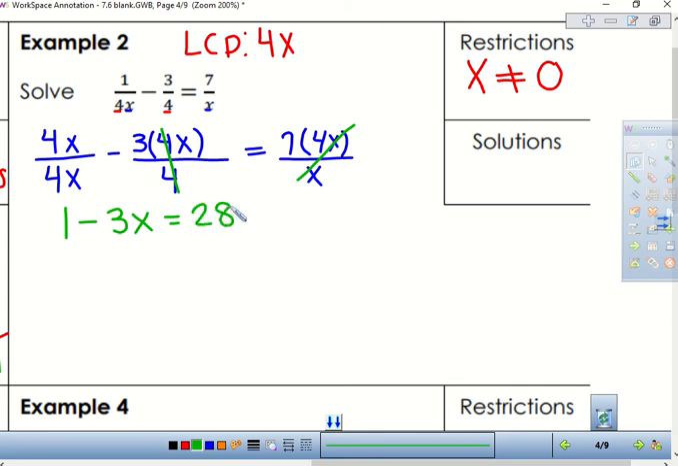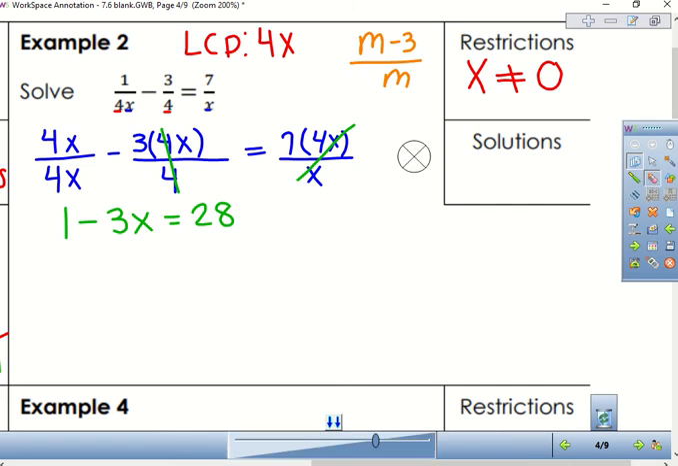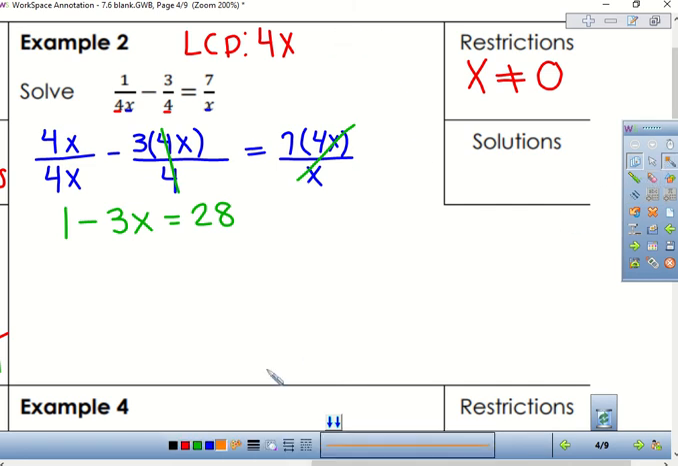Good. Now this is kind of just a side note, but I saw a few people getting confused about this today. If I have something like this, m minus 3 over m, can I cancel out the m's? No. You can only do it when it's multiplication. So just be careful when you're doing these. This was right, but I just wanted to make sure you knew that.